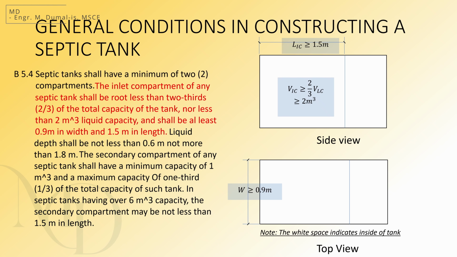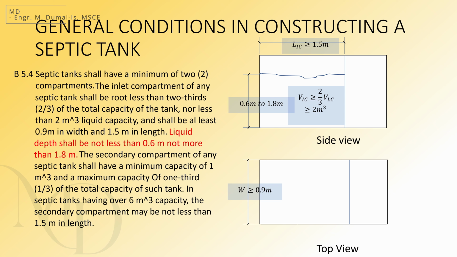Moving on to the next statement. The inlet compartment must follow specific rules. Its length should not be less than 1.5 meters. Its volume should be at least 2/3 of the total liquid capacity of the tank. It must also not go below 2 cubic meters. And the minimum width is 0.9 meters. These measurements ensure that the inlet chamber functions effectively as the primary digestion zone.